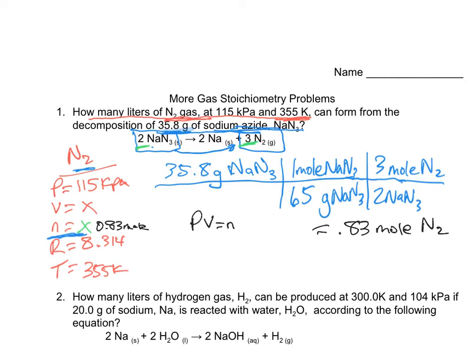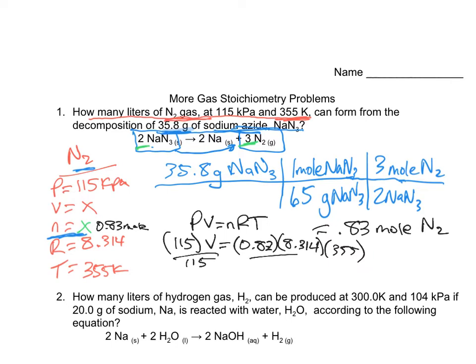So our pressure is going to be 115 times our volume. Our N is 0.83, we just found that. And the R value is 8.314, and our temperature is 355. When I solve for V now, I'm going to divide both sides by 115 to get V by itself.